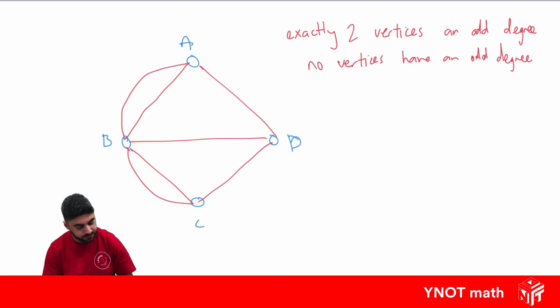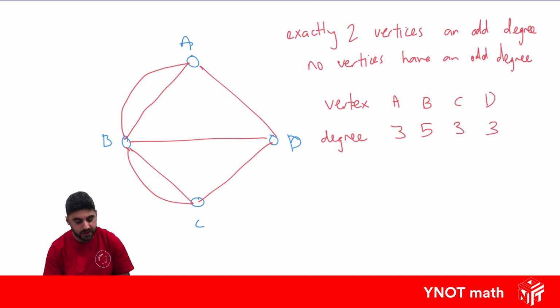So what we can do is list all the vertices, A, B, C, and D, and all their degrees. So let's have a look. A has degree 3 because it has 3 edges coming out of it. B has a degree of 5 because it has 5 edges coming out of it. C has 3 and D has 3. So they're all odd numbers. So it becomes impossible because it would only work if only 2 of these were odd or none of them were odd.